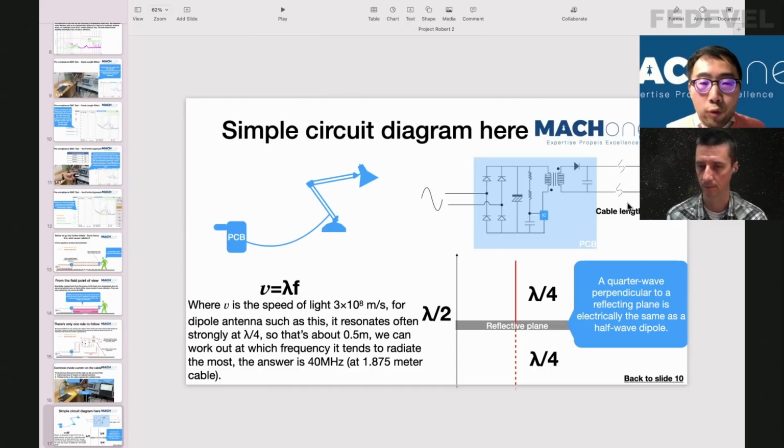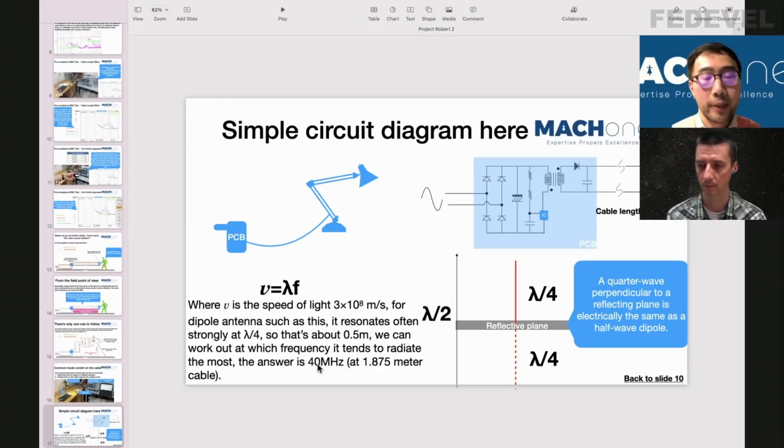If you work out a cable length of 1.9 meters, often a very strong resonance point is a quarter wavelength. Assuming the speed of light is 3 times 10 to the power of 8 meters per second, using the equation v equals lambda multiplied by f, you can work out at which frequency a quarter wavelength resonates very strongly. In this case, we have 1.9 meters and a quarter wavelength is 0.5 meters, which gives a frequency of 40 megahertz. That's why when we shorten the cable length, the 40 megahertz range is brought down by 20 dB.